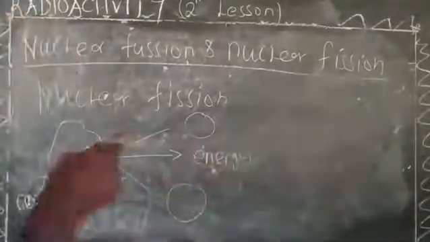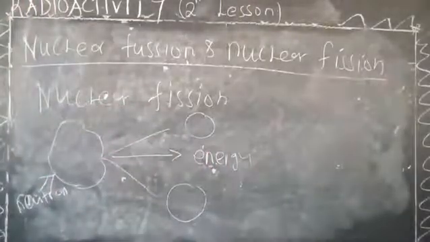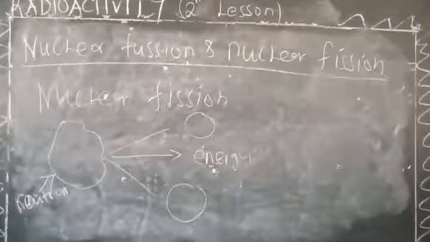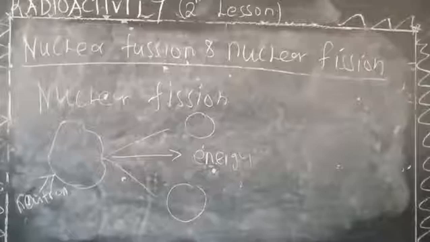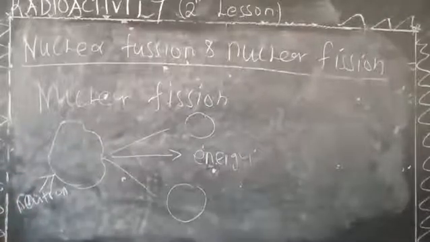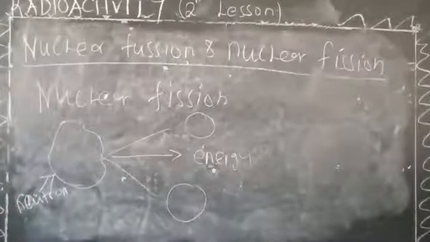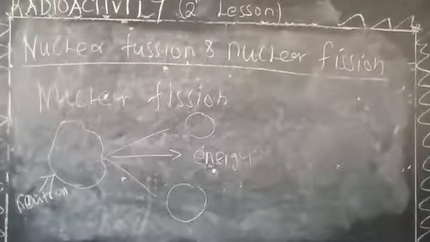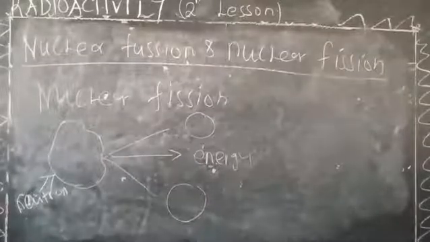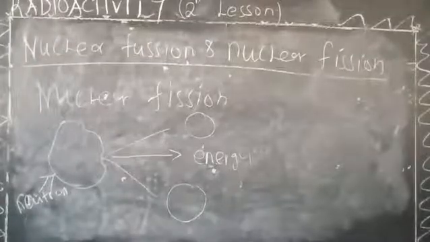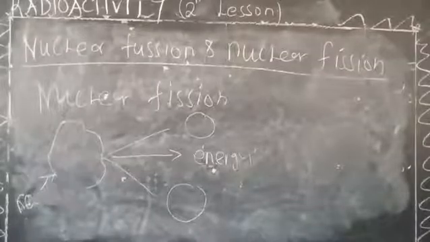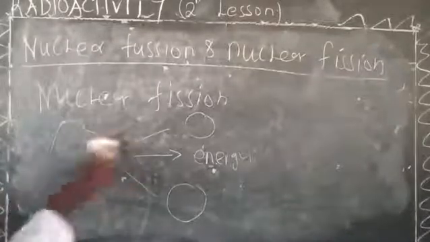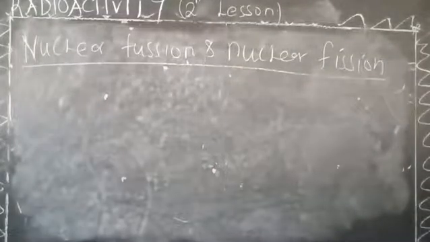What you note between nuclear fission and nuclear fusion is that in both cases energy is released, but for fission it is one big nuclide splitting to give us lighter nuclides, while for fusion we have two light nuclides that combine to give us a heavy nuclide.